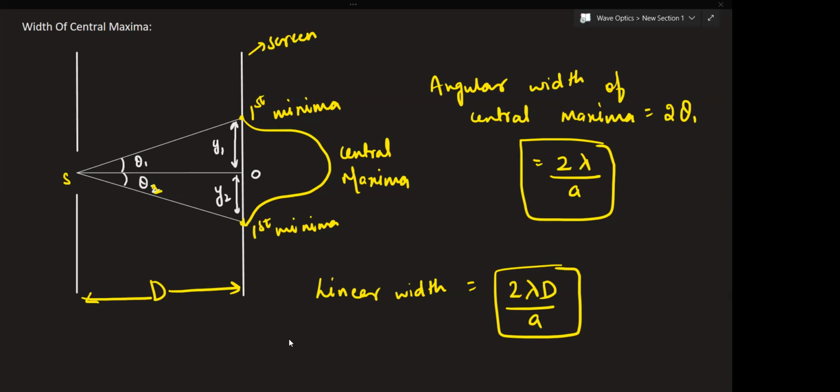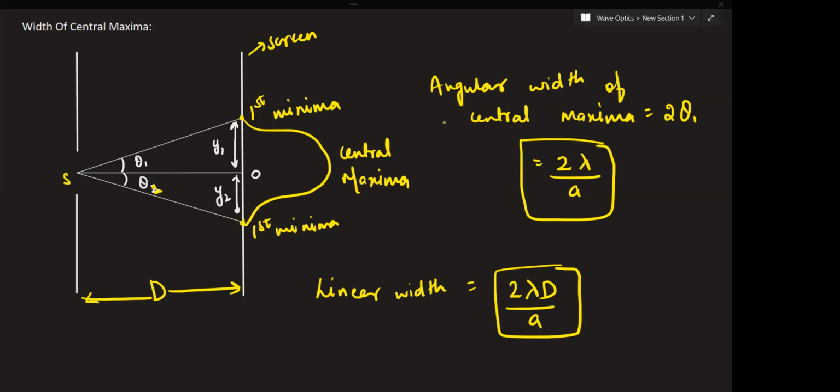Width is the distance between two minima. Because the distance between these two minima will give us the length of the central maxima only. And if we have to calculate the angular width, then it would be whatever this is subtending at the center. So that will be just twice of this theta.